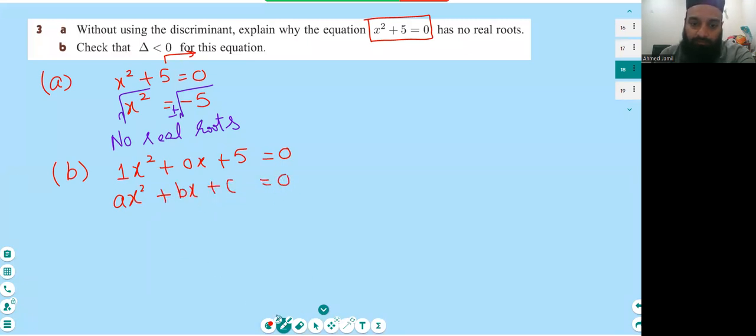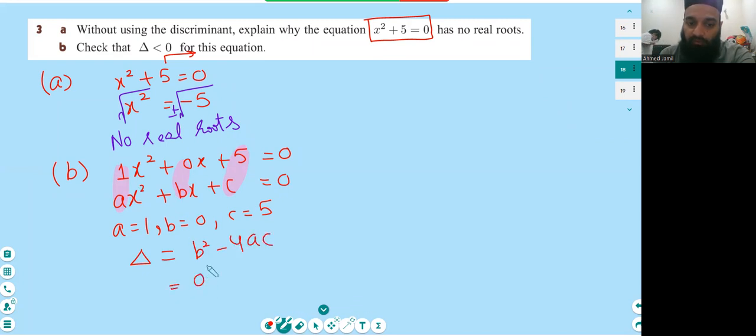I get a equals 1, b equals 0, right? And c equals 5, right? So writing here a equals 1, b equals 0, and c equals 5. Now finding the discriminant, which is b squared minus 4ac, right?